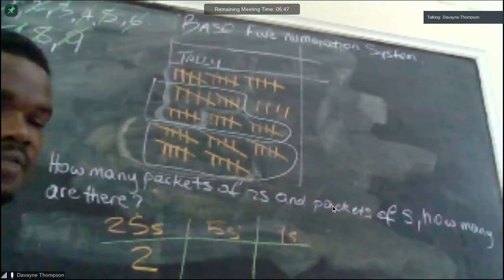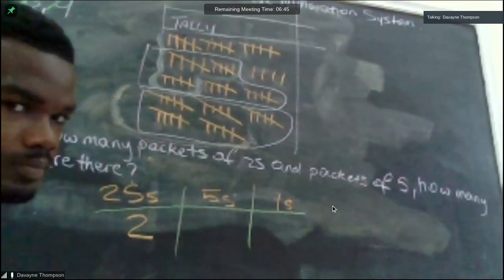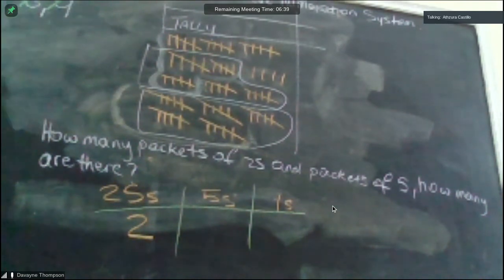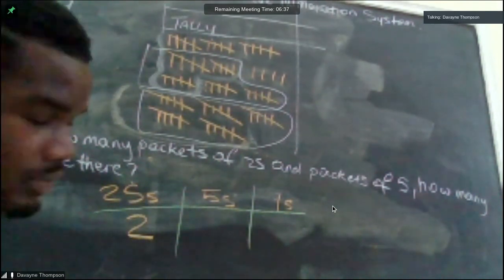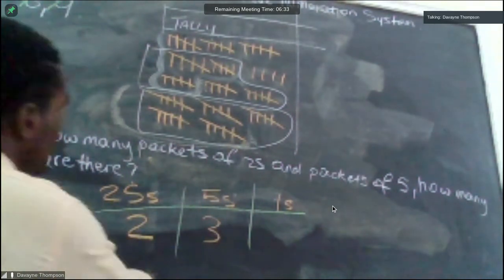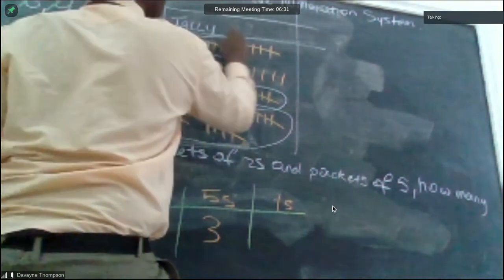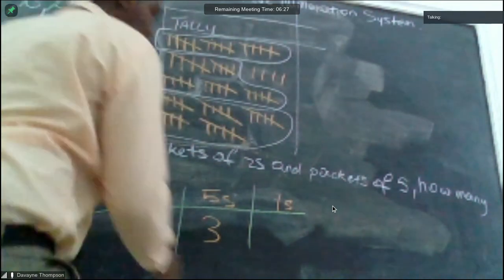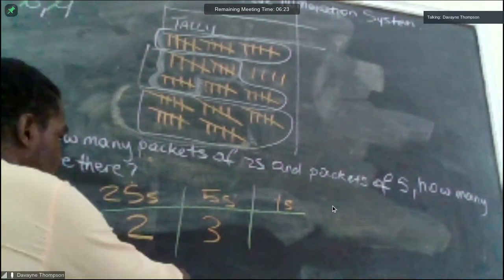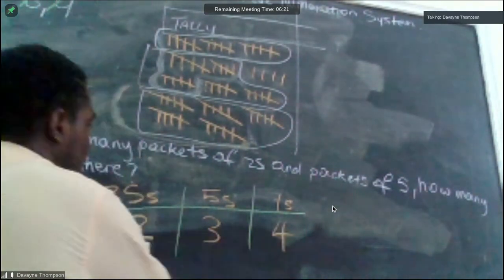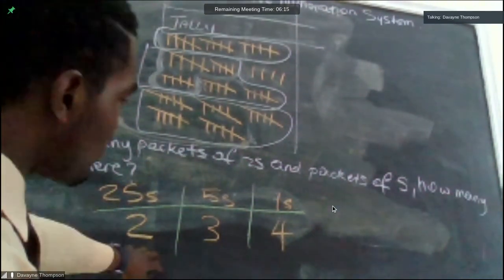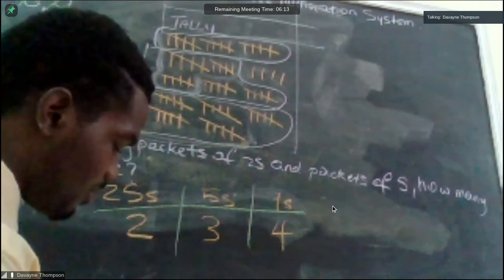How many groups of 5 do we have now? 3. How many groups of 5 are left? 3, right? Yes, 3. Let's highlight the 3. How many 1s do we have? 4, sir. 4. So this number might not look significant to you, but this number represents something very important.